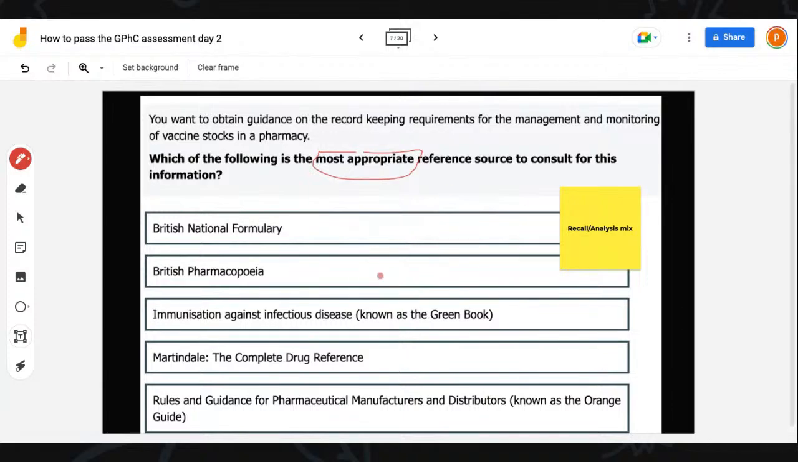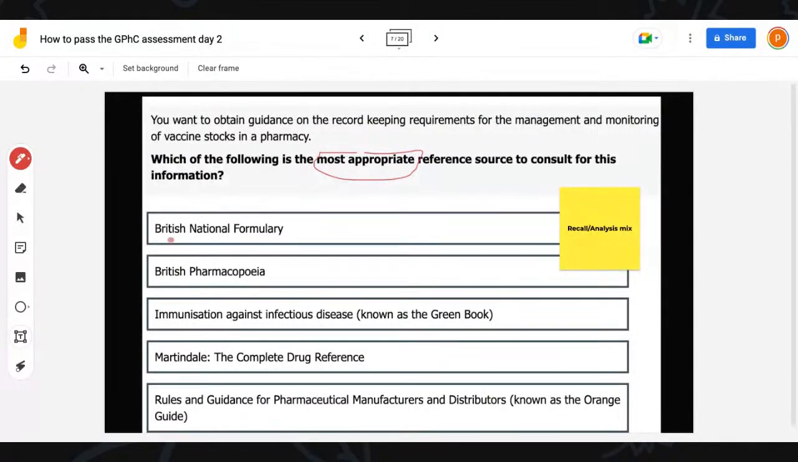So what answer did you guys go for? If you're looking for the vaccine stocks in the pharmacy, which reference would you go for? I'm getting lots of C's. Fantastic. So the answer is actually C, immunization, the Green Book. But can you get some information from the BNF, yes or no? Can you get some information about vaccines, maybe some monetary requirements? Let me know, guys, yes or no.